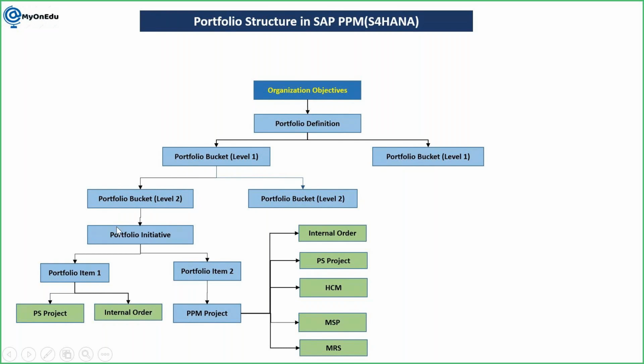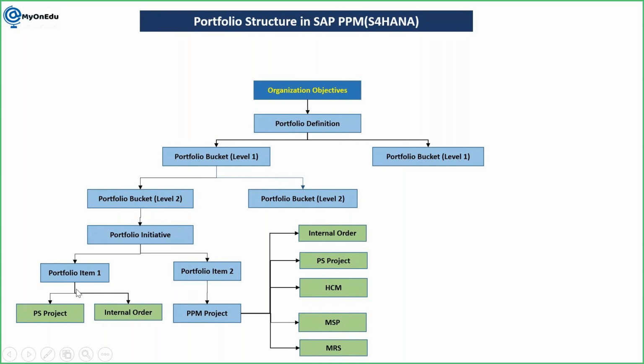So initiative is an object, sorry, a one-off object, like how we have project definition and WBS. Similarly, initiative is also one object in PPM. Once it is approved, to achieve the objectives of this initiative, we can execute multiple projects, which is my item.